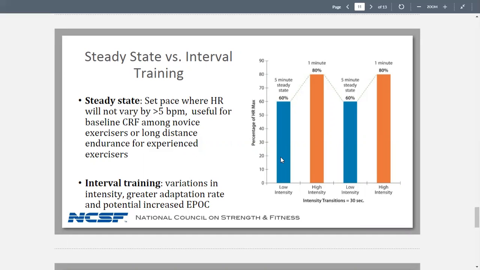As you see here, low intensity, high intensity, low intensity, high intensity. When intensity transitions equal 30 seconds and the percentage of heart rate max goes up, you have an 80% intensity rate with the high intensity, and you have a 60% at the 5-minute steady state. So when the percent of heart rate max goes up, you're going to be more in interval training, and in a steady state, you're going to be within 5 beats per minute at a set pace.